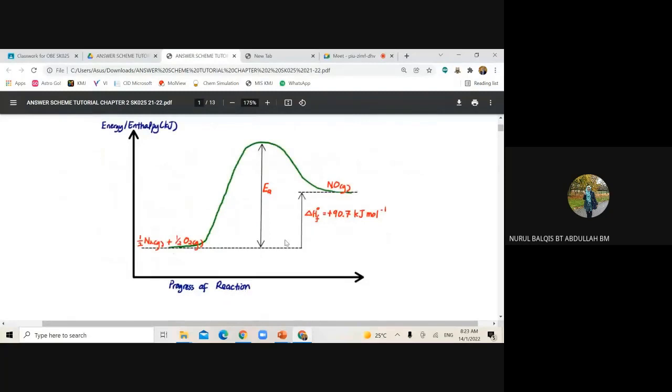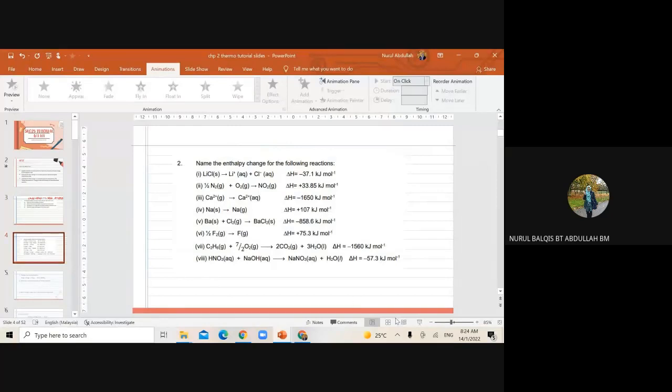Kena tahu delta H ni bukan yang tinggi ni. Kita dah belajar kan yang ni dalam collisions theory? Yes, miss. Yes, kalau collision theory kita ingat recall balik, reactant to transition state is EA, but then reactant to product is delta H. So your delta H kat sini lah. And make sure kalau 90.7 positive, the arrow must pointing upwards. Kalau negative, the arrow pointing downwards. Indicates they are releasing heat. Kalau yang ni dia absorbing heat. Okay, so now yang ni saya besarkan sikit.